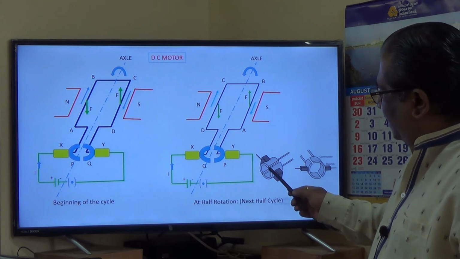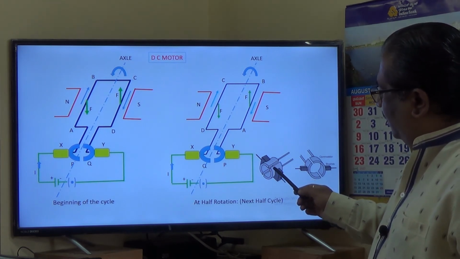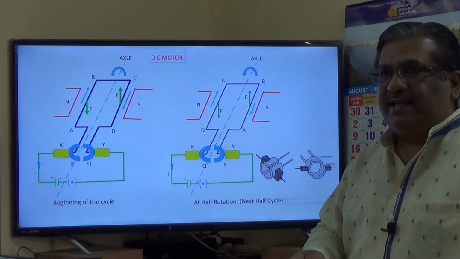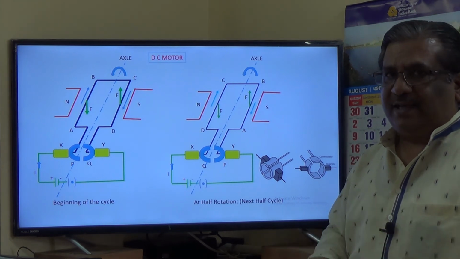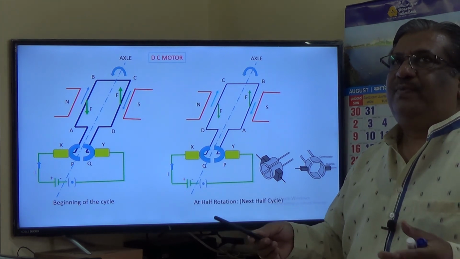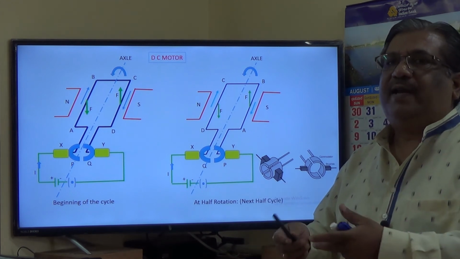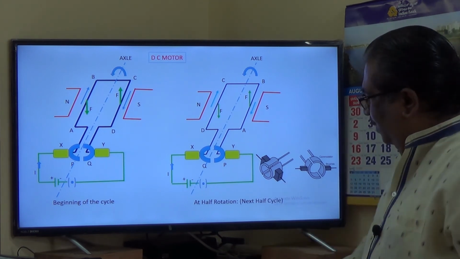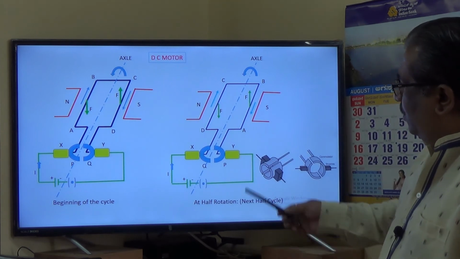So if the coil rotates, then the P and Q split ring commutators will rotate and thereby lead to the rotation of the axle also. And the axle can be connected to a fan or an MP3 player or a washing machine. So these are the two diagrams you must note down.